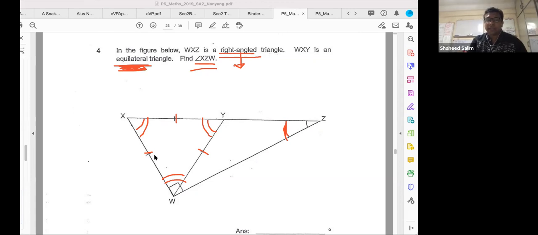Equilateral means all three sides are the same, all three angles are the same. Take 180. Why 180? Because all the three angles add up to 180. Divide by how many angles? There's 3 angles in a triangle, not 4. So you get 60. This one is 60. This one is 60. Now you can find now. Please, solve it, please.